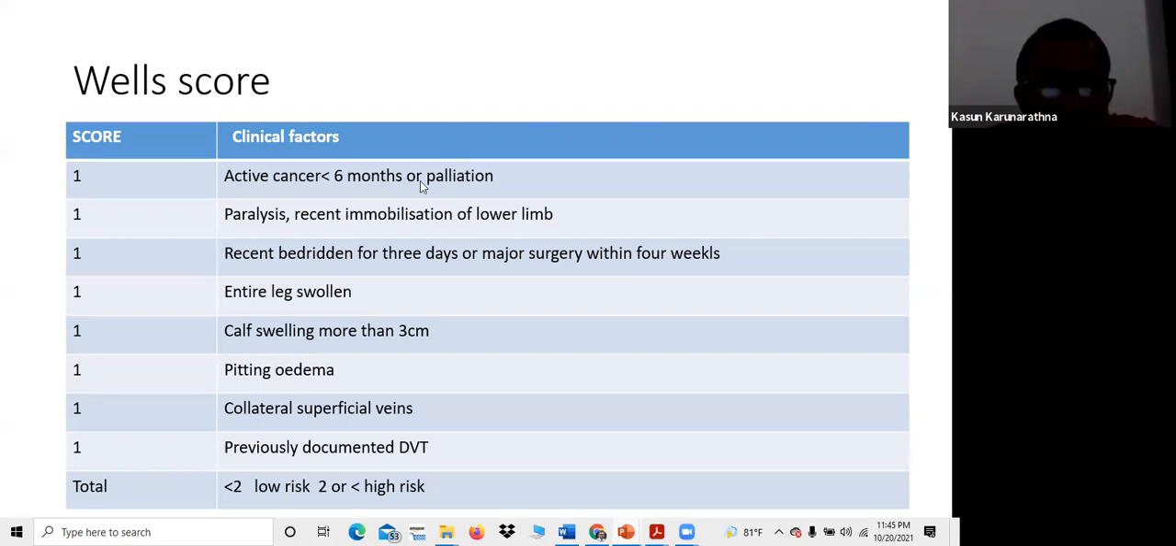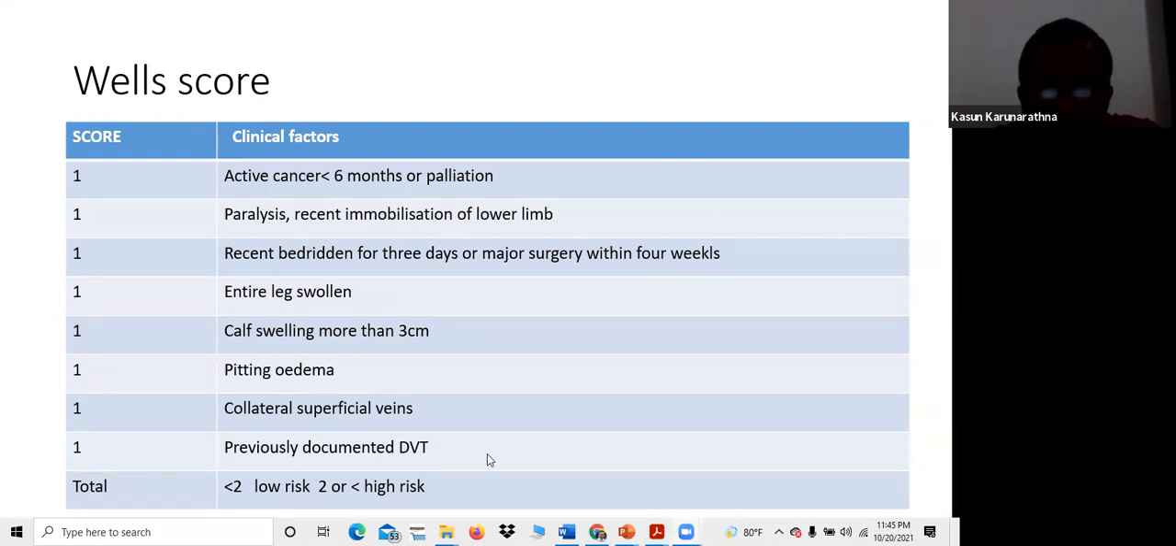Active cancer within 6 months or palliation, paralysis, recent immobilization of lower limb, recently bedridden for 3 days or major surgery within 4 weeks, entire leg swollen, calf swelling more than 3 centimeters, pitting edema. All are superficial variants of the previous document. All are considered risk factors. Each will be given 1 mark. If the score is 2 or more, high risk of DVT.